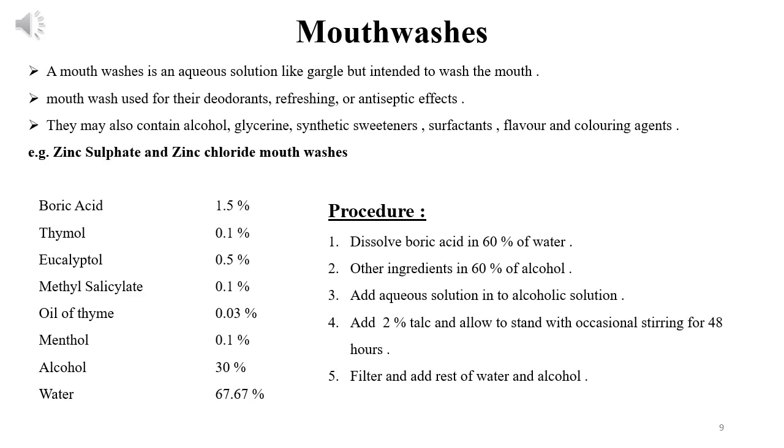Finally add 2% of talc, meaning 2 gram of talc in 100 ml of solvent, and allow to stand with occasional stirring, meaning after some time we will stir, for 48 hours. Now filter and add the rest of the water and alcohol, meaning the 60% of alcohol and 60% of water we used in point 1 and point 2. Now the remaining 40% of water and alcohol we will use at the end of the formulation. So basically this is the procedure of mouthwash preparation.